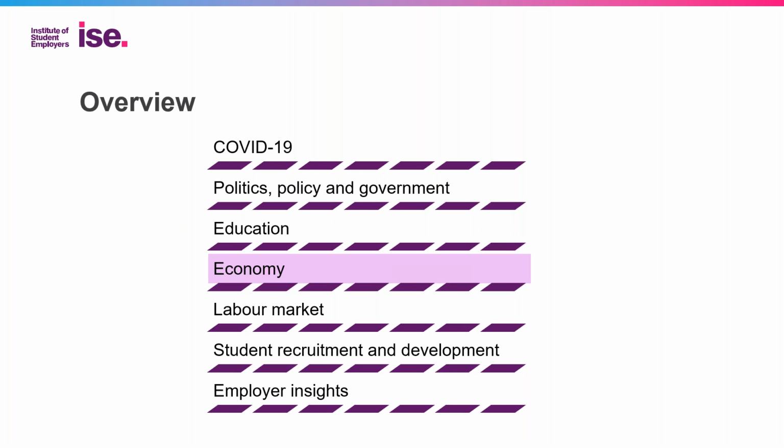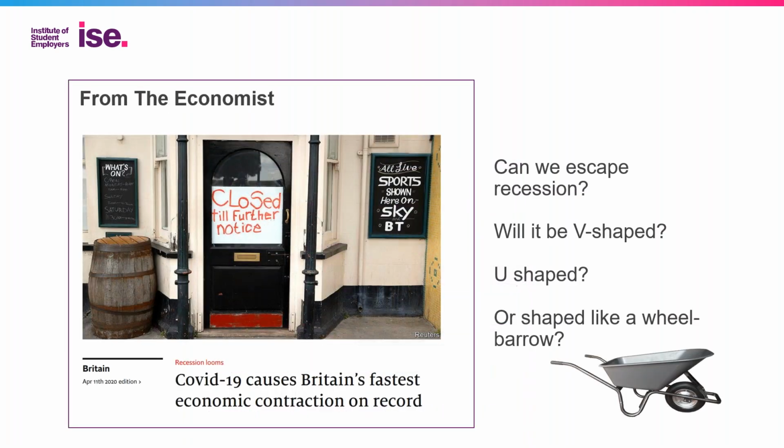I'm not going to say a lot about the economy. There's been a lot written about it already. Just this rather depressing picture from The Economist yesterday says COVID-19 causes Britain's fastest economic contraction on record. A number of countries have reported very severe economic problems, including France, which has announced that it's gone into recession.